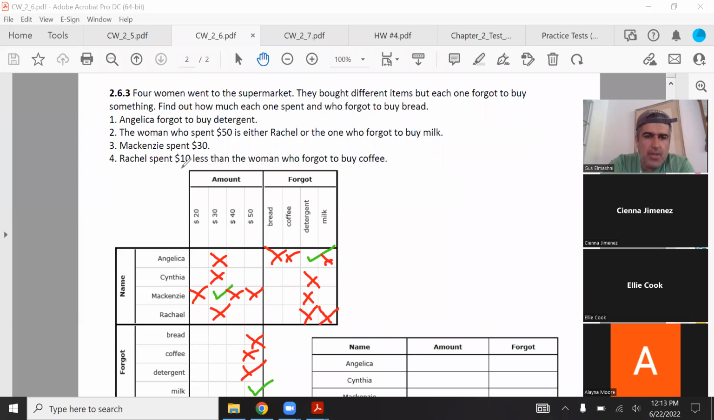Rachel spent $10 less than the one who forgot to buy coffee. Well, that means that Rachel's not going to be $50. She's spending less. And potentially Mackenzie could have been the one who forgot coffee. Oh, there's Will. Okay.